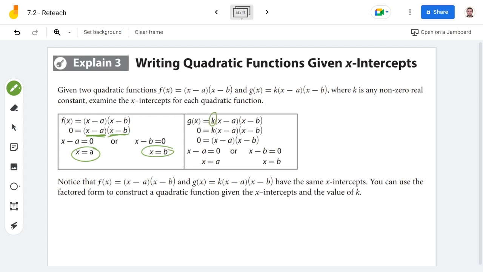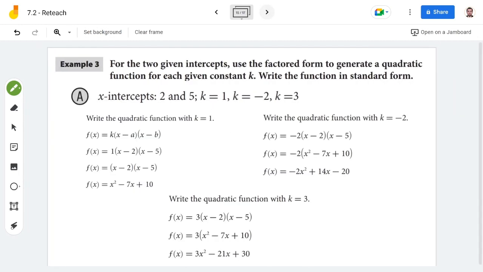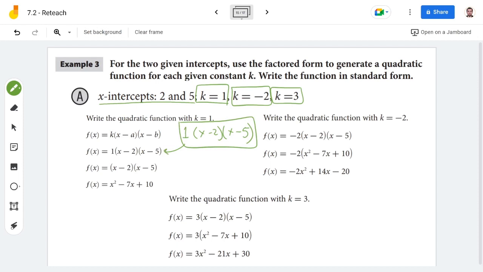And same thing here. Sometimes the question will give us k. If it gives us k, we do the same thing. k will never change anything on the zeros. If you look at this example here, let's say, solve the question when k is equal to 1, k equals negative 2, and k equals 3. So you need to rewrite the questions as the same thing. So x-intercepts 2 and 5. You take the opposite sign, x minus 2 and x minus 5, and k is 1.